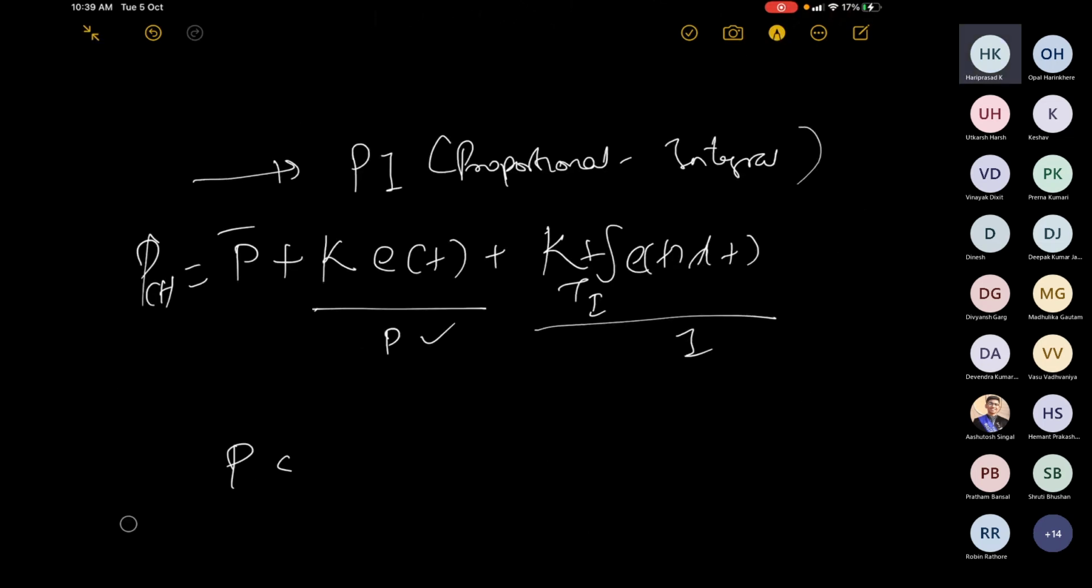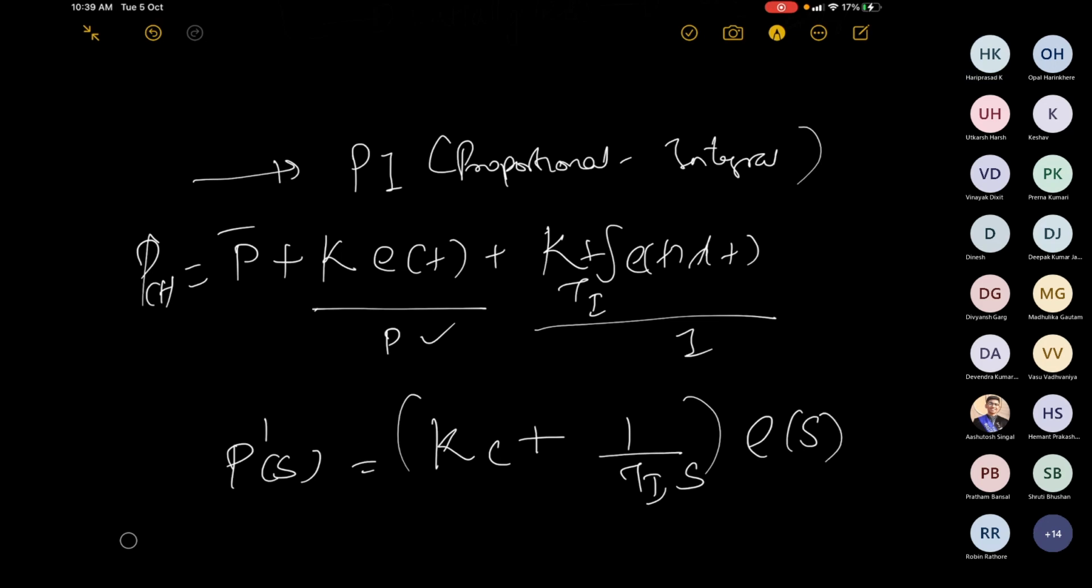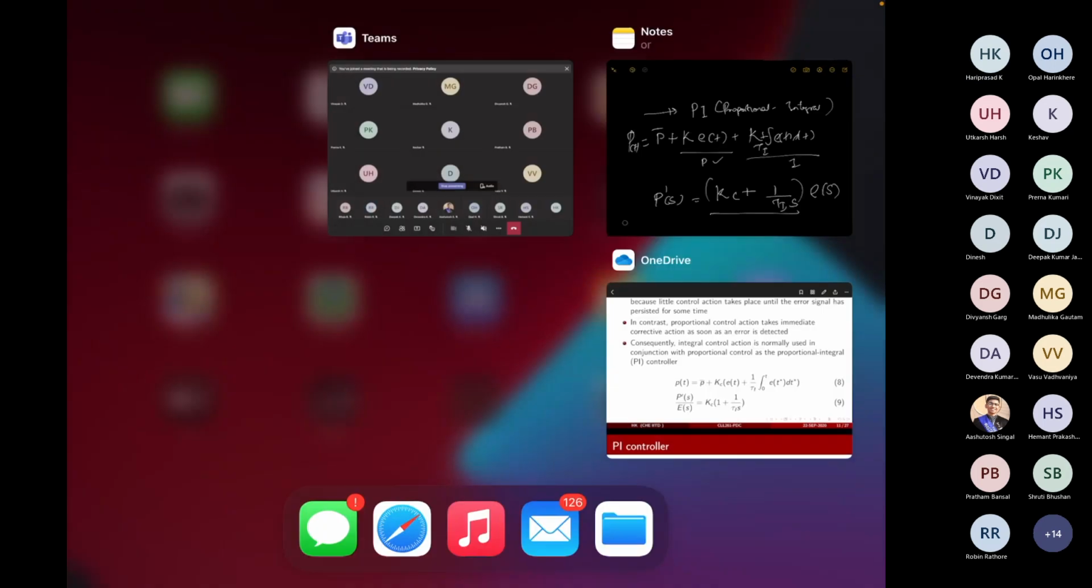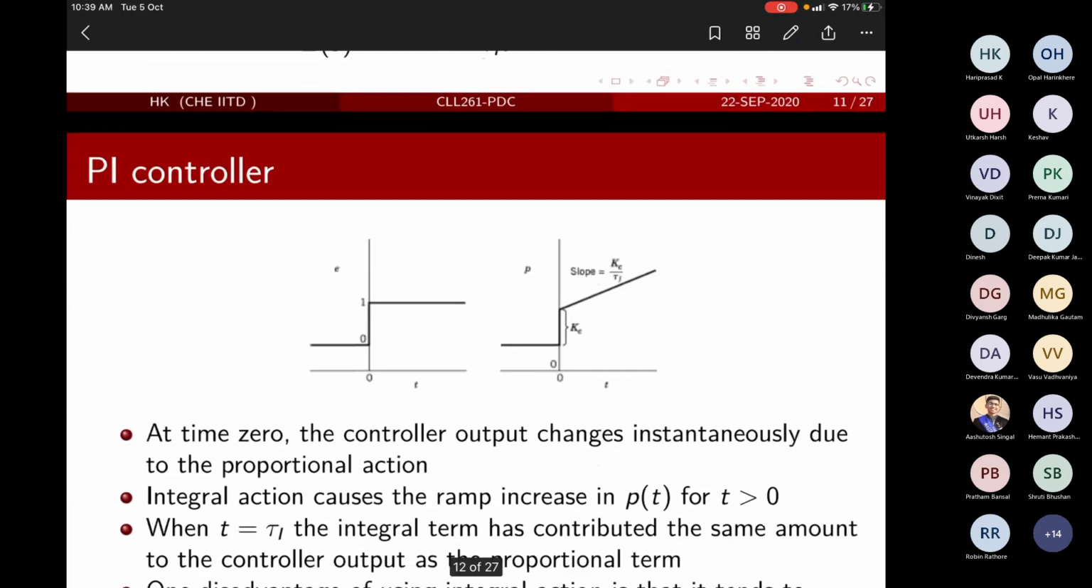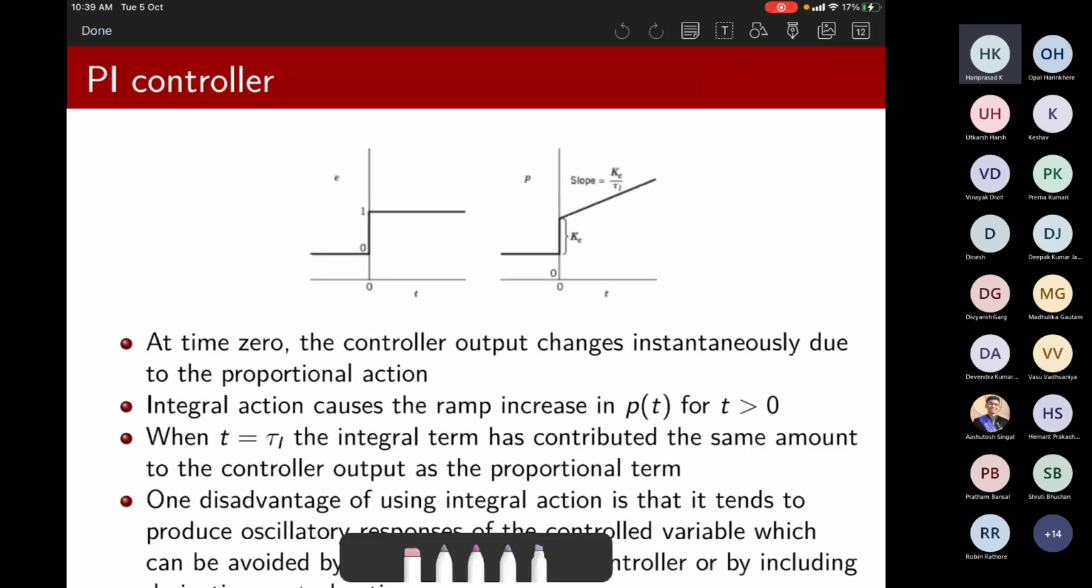Okay, so then you can even calculate the overall transfer function here, P(s), which would be K_C times (1 plus 1 by tau I S) times E(s), which is the transfer function of the PI controller. This is what is written over here. So this is what the proportional integral controller does.